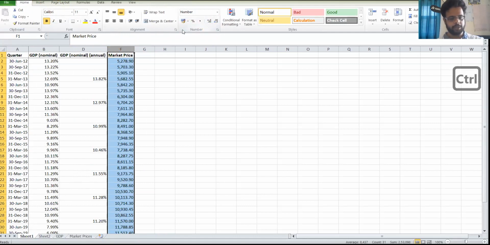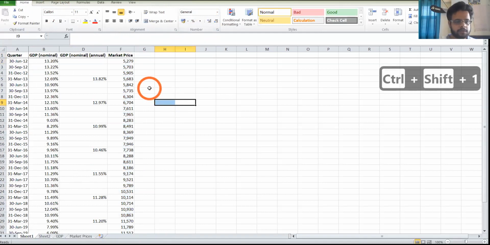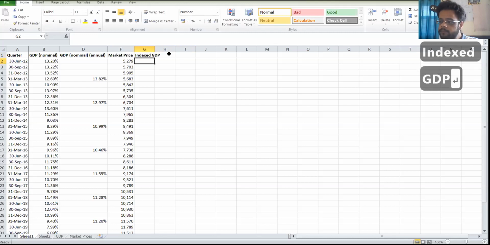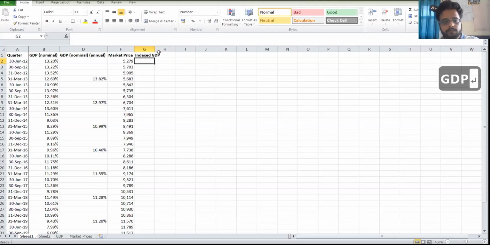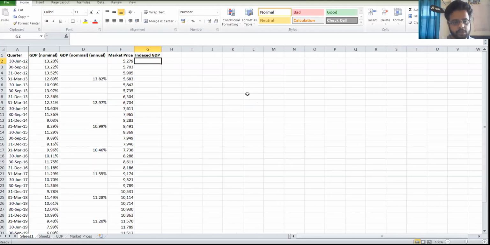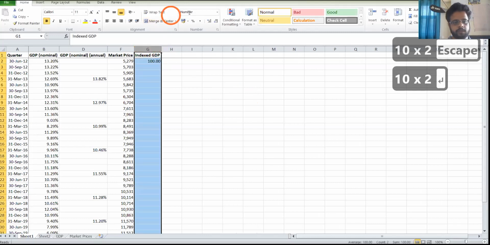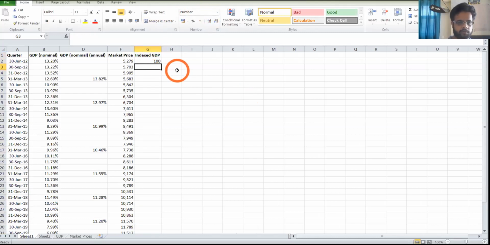However, our GDP is still in terms of growth rate. It is not in terms of a nominal value. So I need to create an indexed GDP. Now the indexed GDP for the first year would be 100. It really doesn't matter what value you take for the first year, as long as it is some value, because we are only interested in the growth.